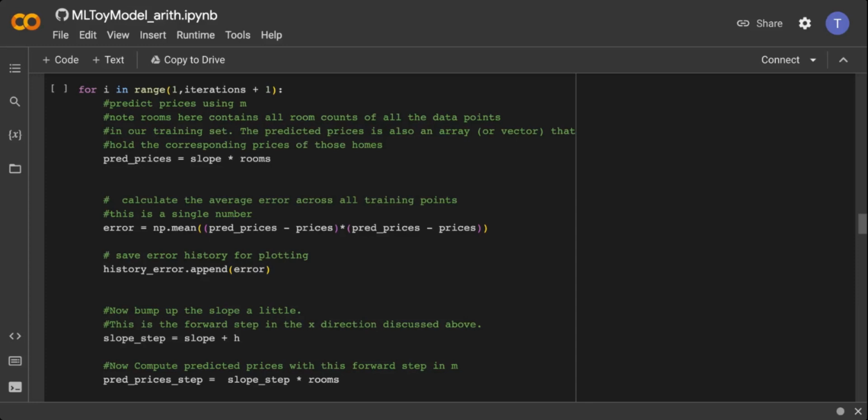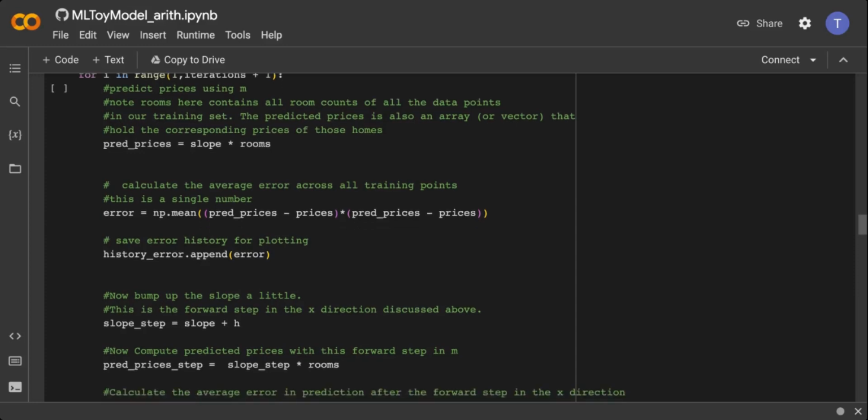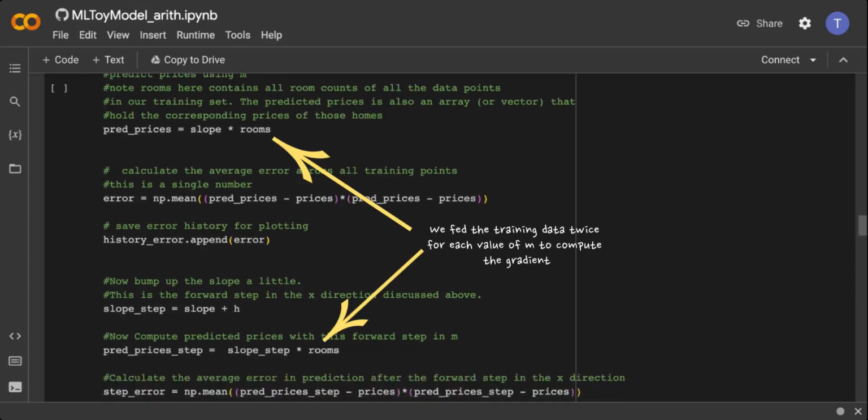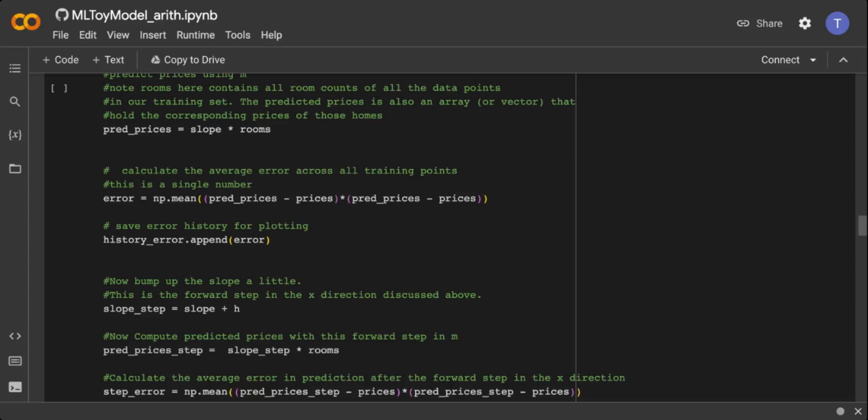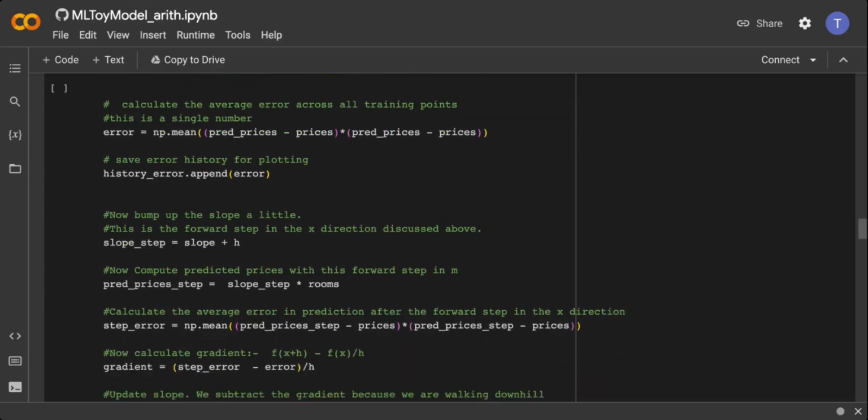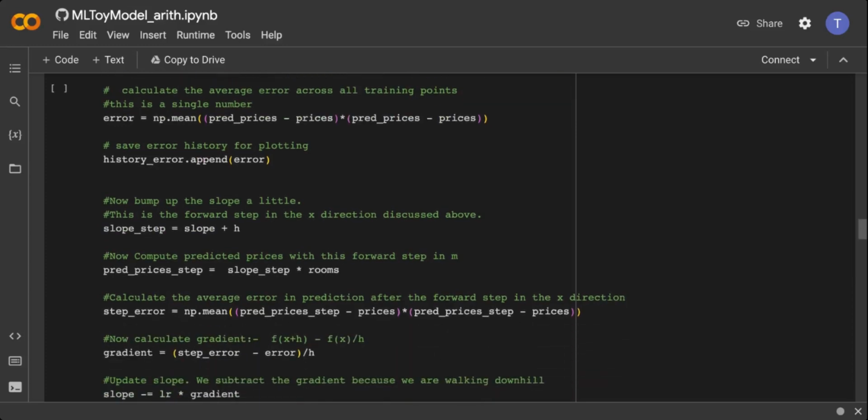But in practice, we don't compute the gradient like we did in this toy model. It is inefficient, because during each iteration, we sent the training data twice for each value of m to compute the gradient. The gradient computation is not only inefficient in our toy model, it is an approximation of the true gradient. We can compute the gradient using calculus, without passing the training data through the model twice, for each value of m. Also, the computation of gradients is done efficiently, using the backpropagation algorithm. We will examine this in a future notebook.